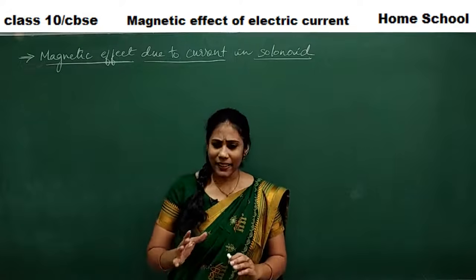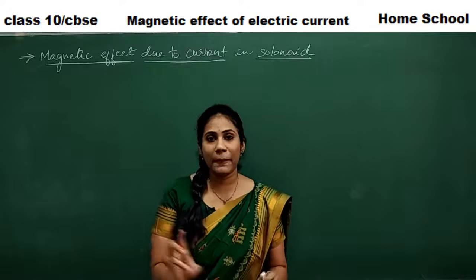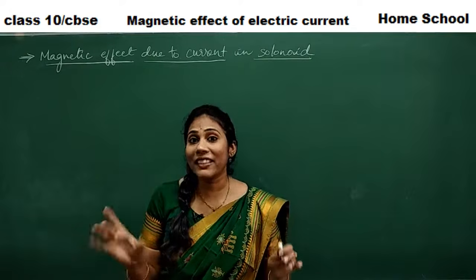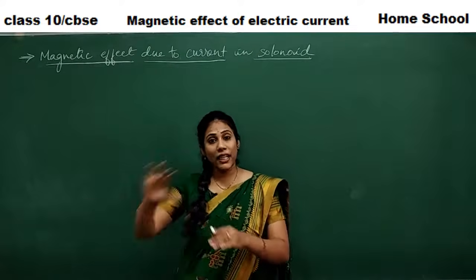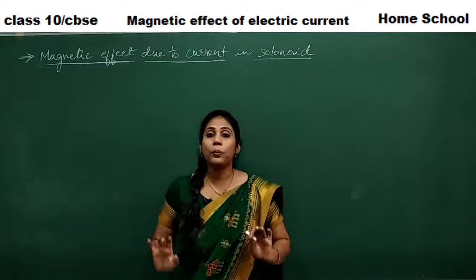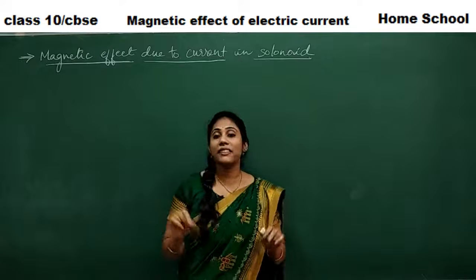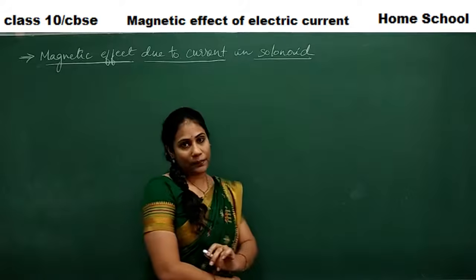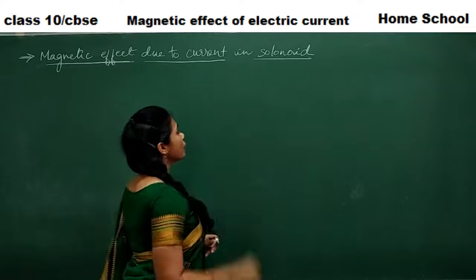We have already discussed the basic aspects, that is magnetic field lines, and we also started discussing the magnetic effect that is generated when current was carried in a straight conductor as well as when current was traveling in a circular loop. Today we are going to discuss the magnetic effect that is generated due to current passing in a solenoid. Before we go to the concept, let us understand the word solenoid.